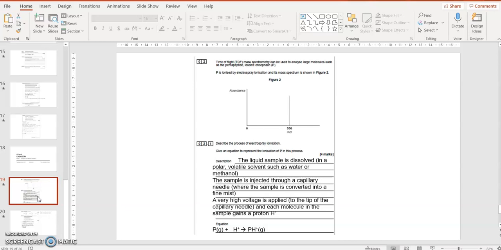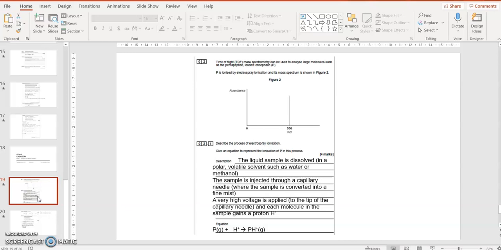Then it's injected through a capillary needle, okay, a very, very fine needle. What that does is it turns it to a gas, because when it comes out under high pressure from the very, very fine end of the needle, it turns into a fine mist or a gas. So it's basically turning it from a liquid now into a gas.